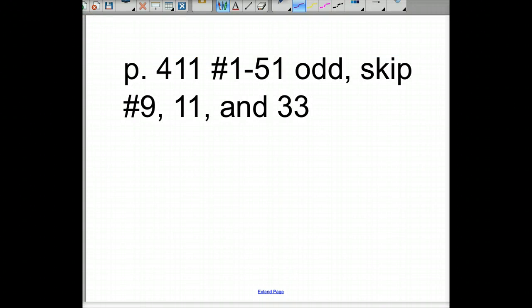There's your homework. Page 411, 1 through 51 odd. Please skip numbers 9, 11, and 33.